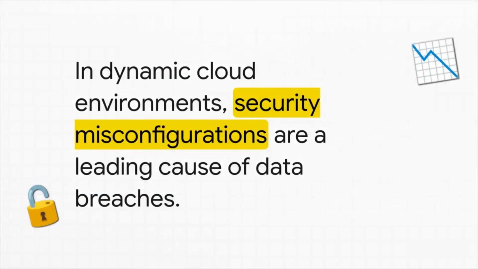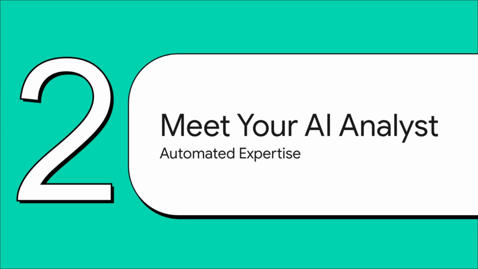Yeah, and if you look at the data, the core problem is crystal clear. In these crazy, fast-moving cloud environments, the biggest threat often isn't some super genius hacker in a dark room. Nope, it's a simple misconfiguration. And that, over and over again, is what leads to these huge data breaches we hear about. So what do we do about it? How can we possibly keep up with this constant risk?